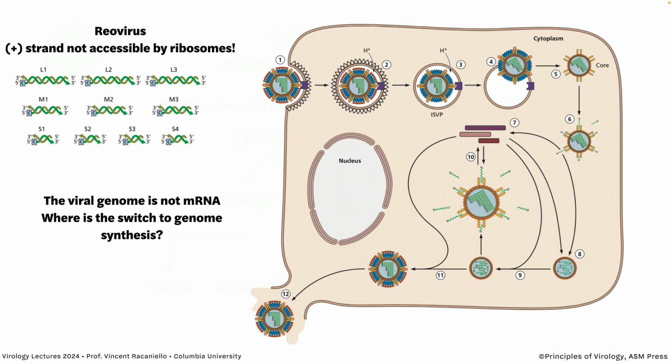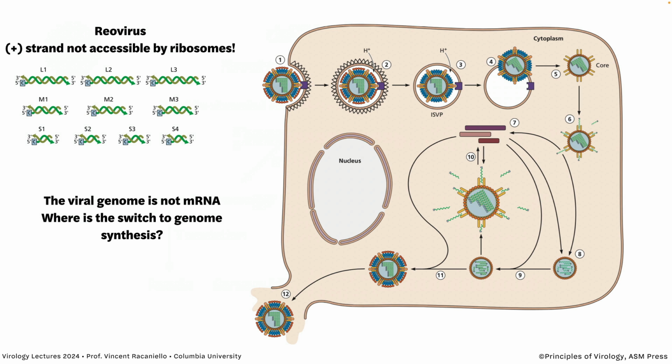So where's the switch to genome synthesis? It's here in the newly assembled core, where these mRNAs no longer can be translated when they're in the core, right? As soon as you put them in the core, you're now switching to genome synthesis, because in that core, the polymerase will copy them and make them double-stranded. So that's where the switch occurs.